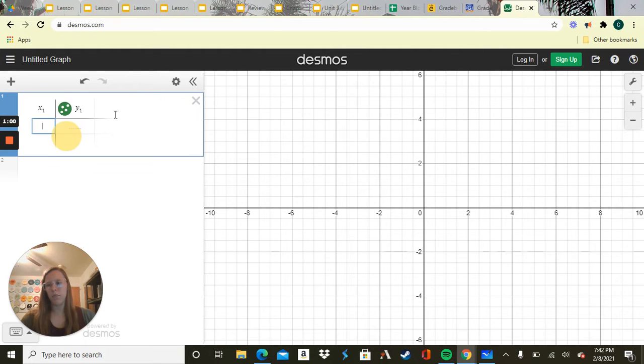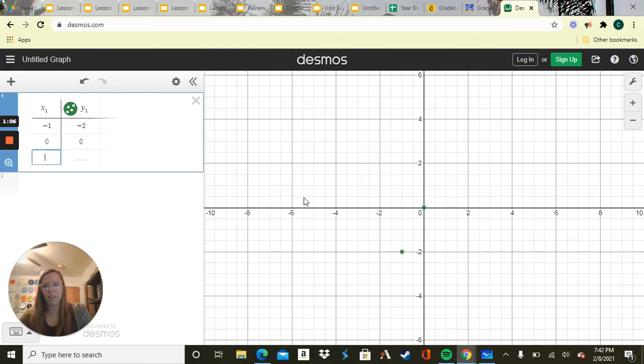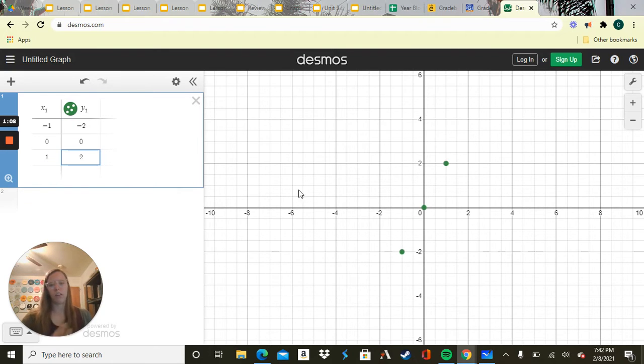So we'll graph a table: -1, -2; 0, 0; 1, 2. It appears to be forming a line. So now we find the slope. We could count, we talked about that, rise over run. So 1, 2, 3, 4, then 1, 2. So 4 over 2 simplifies to 2.